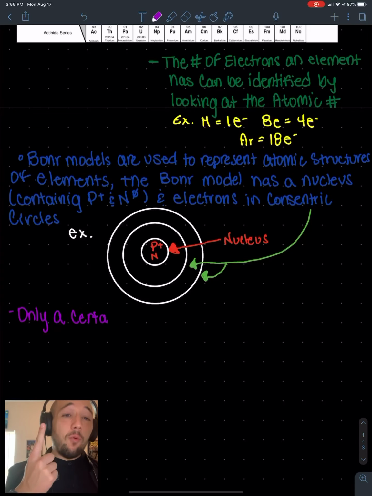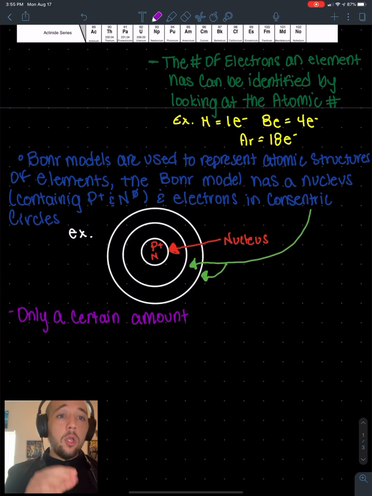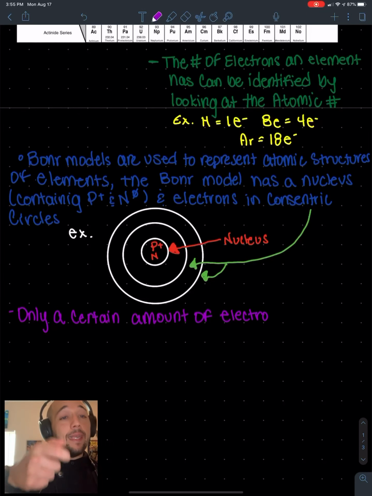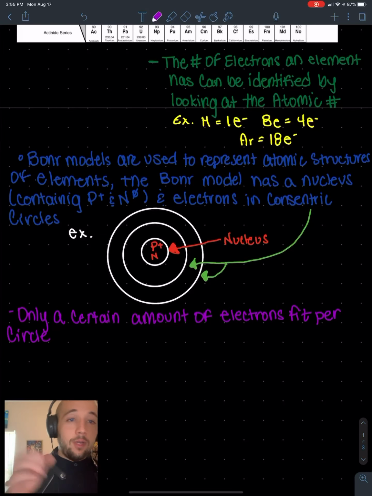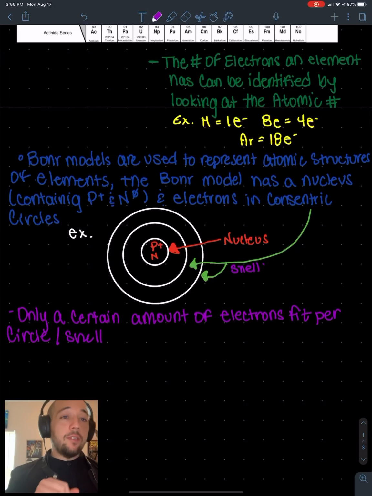Or some of them only have 1. And we'll talk about that in a little bit. So only a certain amount of electrons can be placed in each circle, or fit per circle. You can't just throw all the electrons on one of the energy shells and then call it a day. That's not how that works.